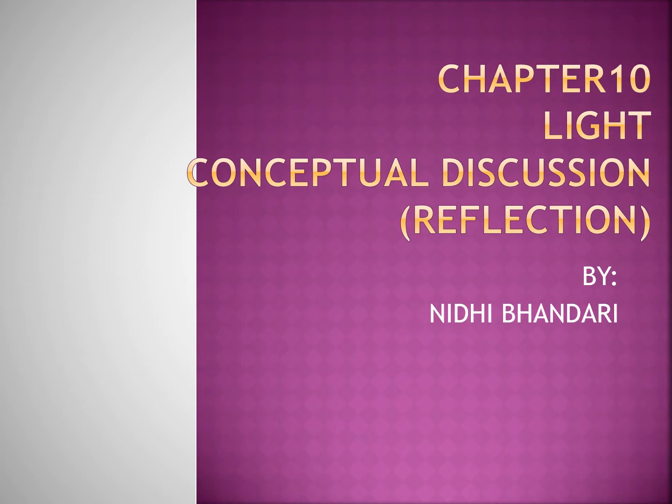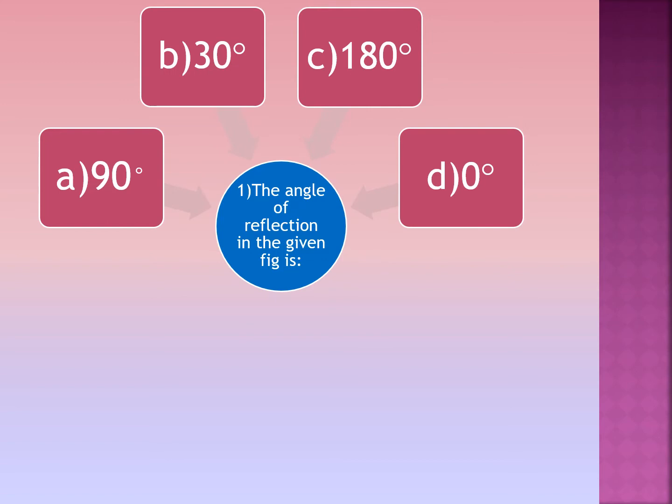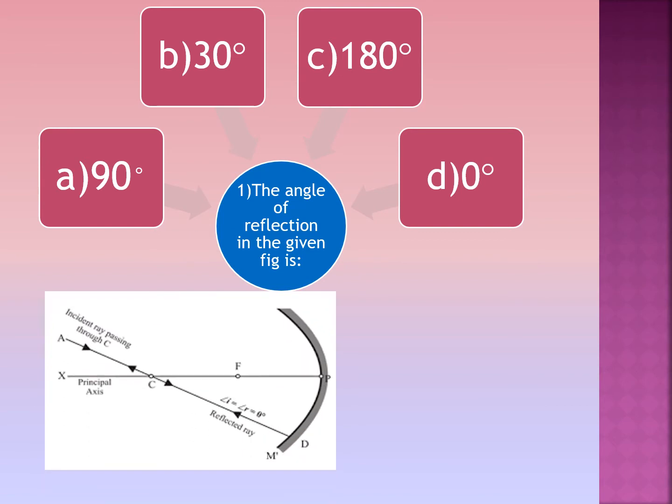Let's get started. This is your question 1 in the worksheet. The question was an MCQ pattern question. You are very well aware that in the boards you're now going to have MCQs as well. So the first MCQ asks for the angle of reflection in the given figure. Let us see the figure also. This was the figure that I have provided you. So what does the figure say?